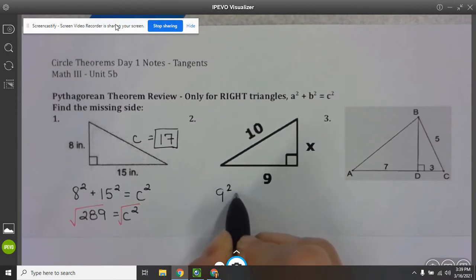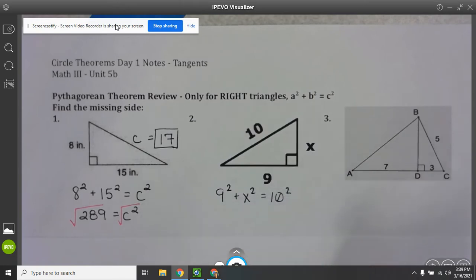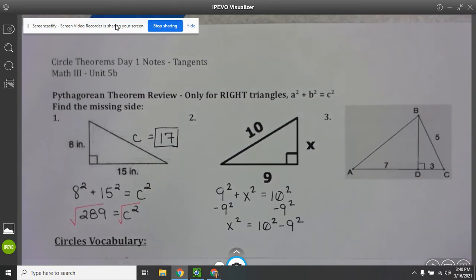All right, so for the next one here, I'm missing a leg. So this is going to be 9 squared plus x squared equals 10 squared. And because I'm going to try to do as much as I can in my calculator without having to do a whole bunch of extra steps, I'm going to subtract 9 squared here. So I'll have x squared equals 10 squared minus 9 squared. So 10 squared minus 9 squared is 19. So x squared is 19.